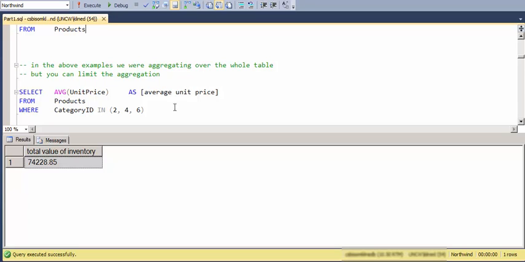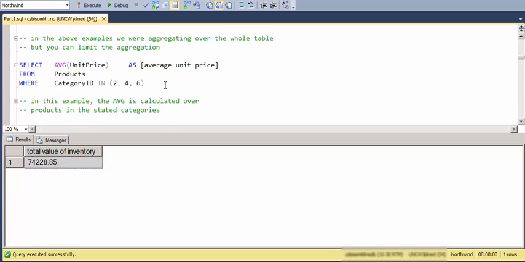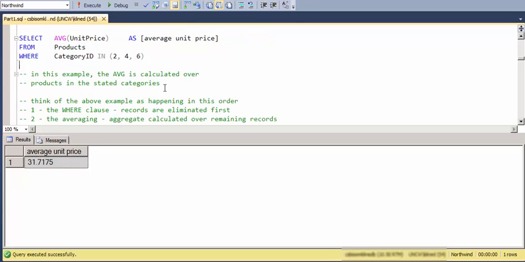So in the above examples, we were aggregating over the whole table, but you can limit the aggregation. Here I'm using the where clause and calculating an average, but I'm only including products that are in the categories 2, 4, and 6. You want to think of the where clause occurring first. In other words, products that are not in these categories are eliminated first, and then the average is calculated over the remaining records.